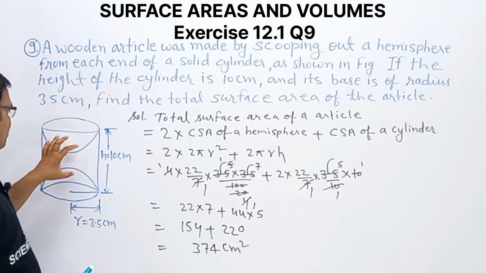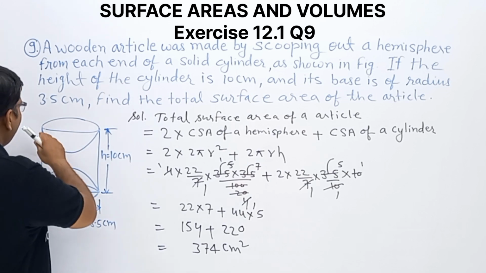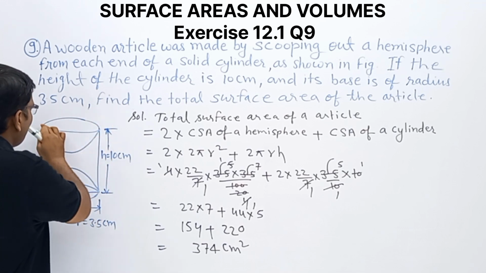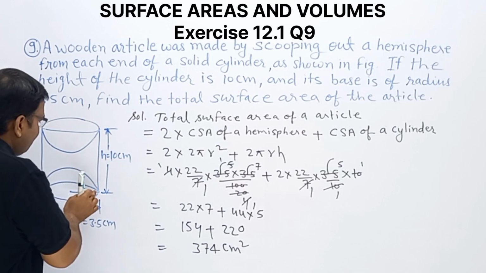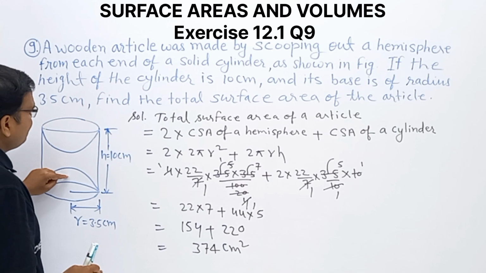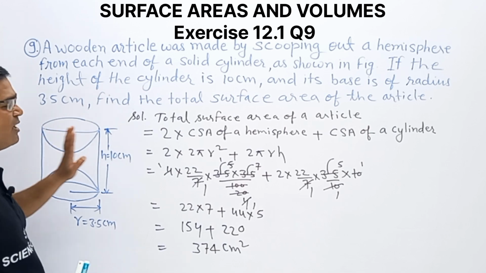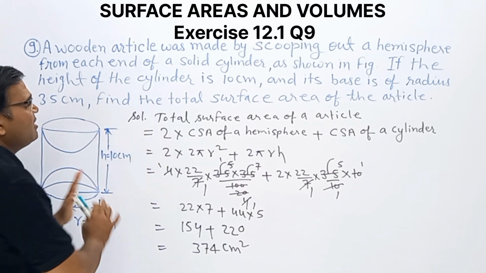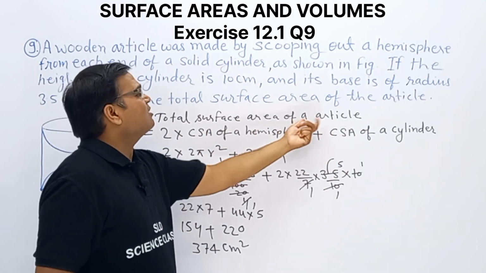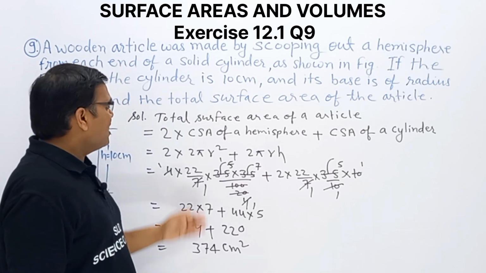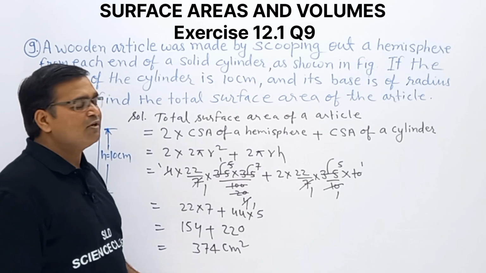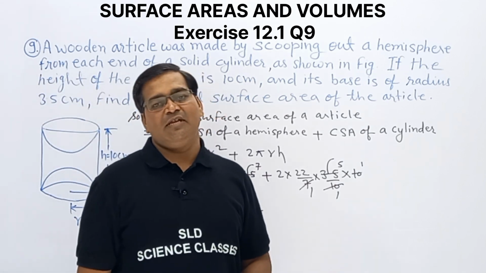So for the total surface area, we will use this part, which is a hemisphere, and this is the curved surface area of a hemisphere. Similarly, at the other end also we have the curved surface area of a hemisphere. So this plus this means 2 times the curved surface area of a hemisphere plus the curved surface area of a cylinder. Adding both gives the total surface area of the article. Using the formula, putting in the values and solving, we get 374 centimeter square as the total surface area of the given article.